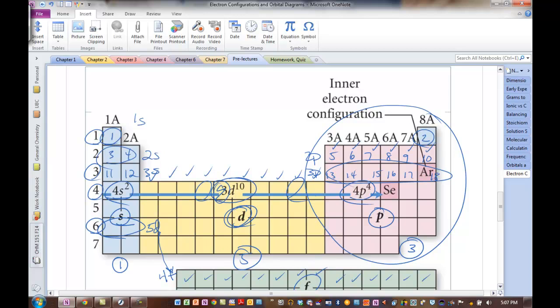But there are some exceptions you need to know, but there are so many exceptions to the normal order of filling in the f orbitals that we typically won't deal with those when writing electron configurations.